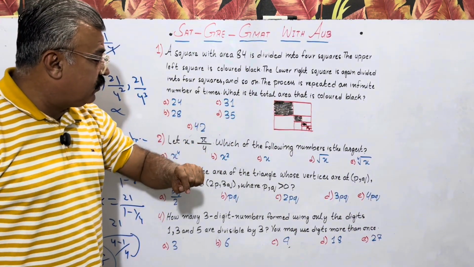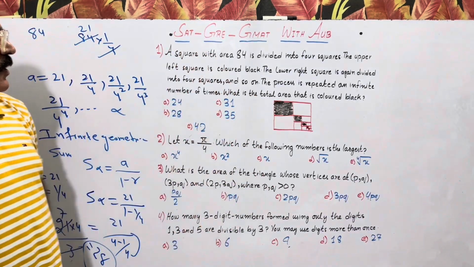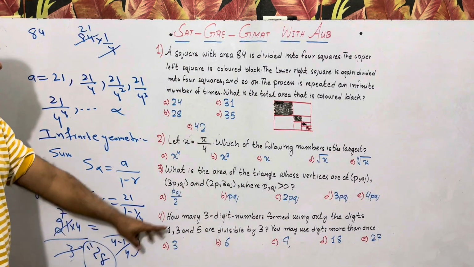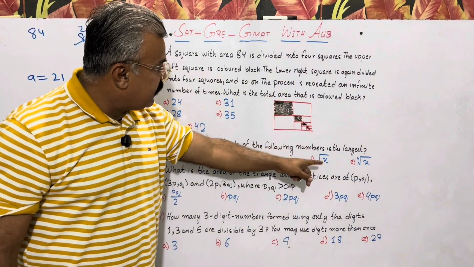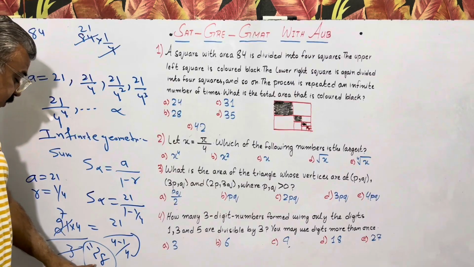If we continue this pattern, taking a square having area 84, shading its 1/4, again shading 1/4 of 1/4, and so on up to infinite times, that is its sum. The sum of all these shaded squares up to infinite is 28.